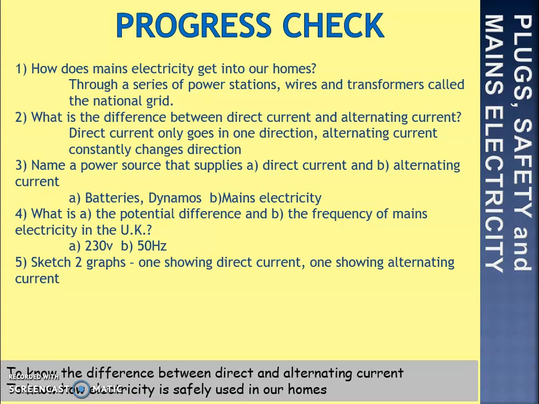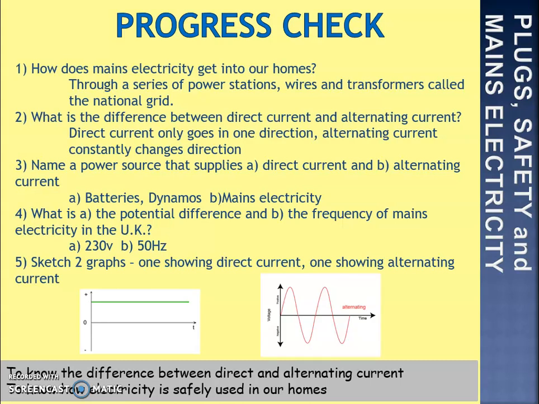Final question, 2 graphs, one showing direct current, one showing alternating current. With our direct current, that line is always above the zero axis in a straight line showing one direction, whereas in the alternating current it's constantly changing, constantly moving up and down, changing direction.